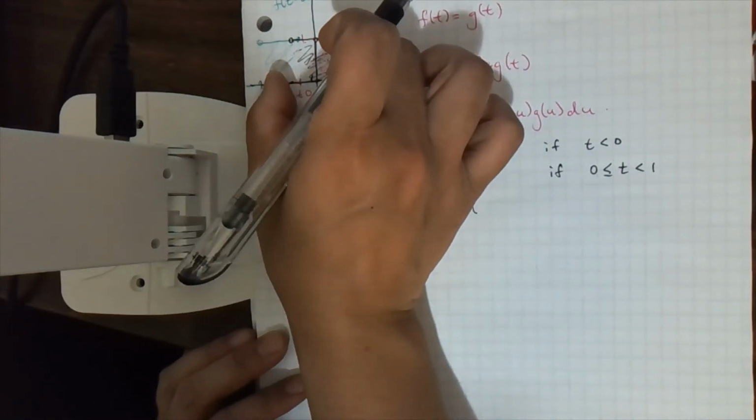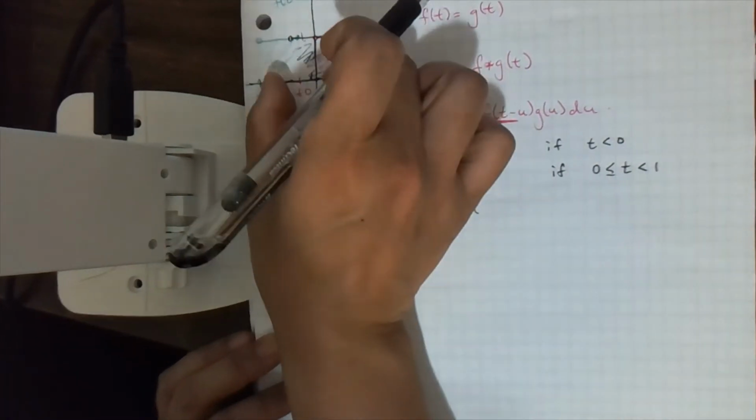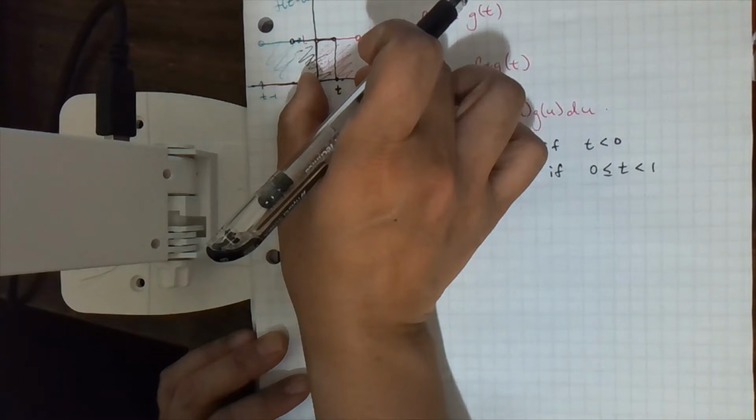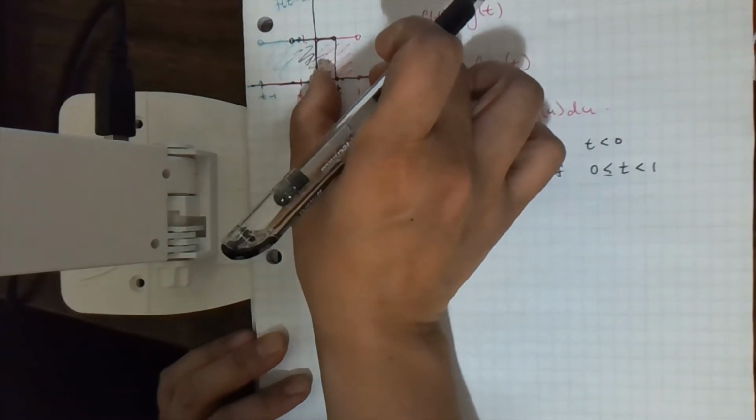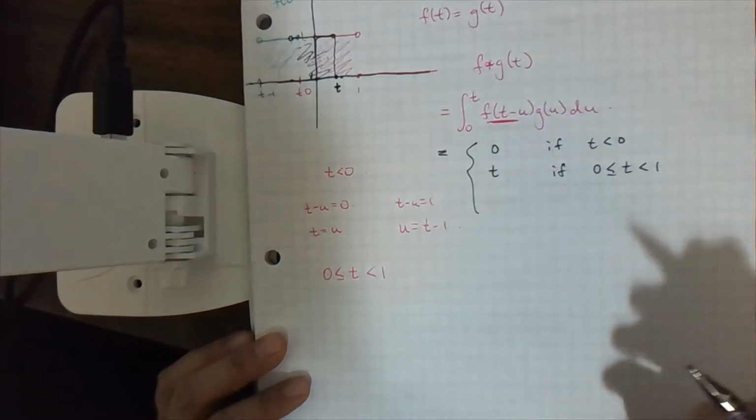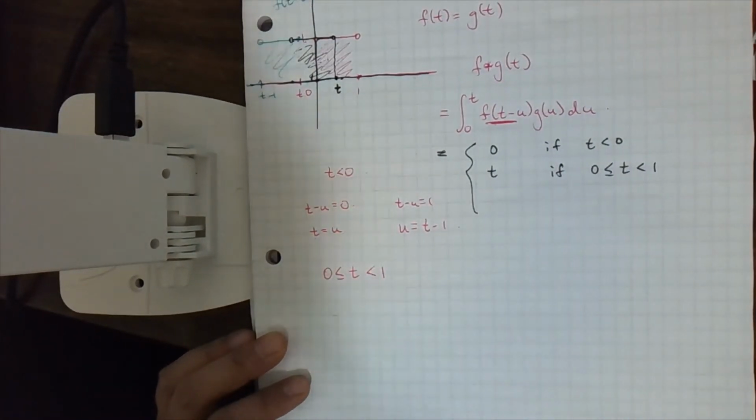Then what happens? As we let t go to 1, this shifts here. And then as we let t keep growing, we're shifting this way, and we still have some overlap. We'll have overlap until t is 2.